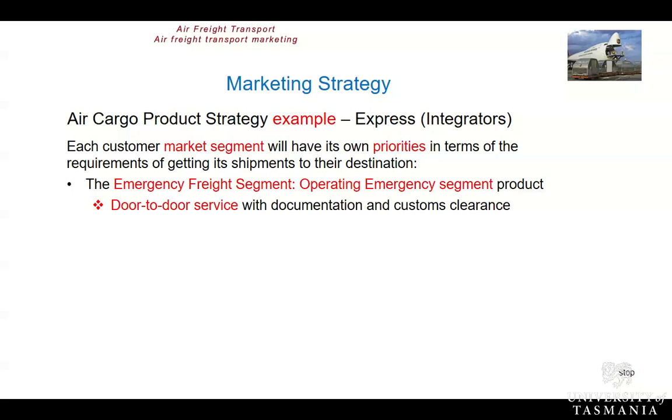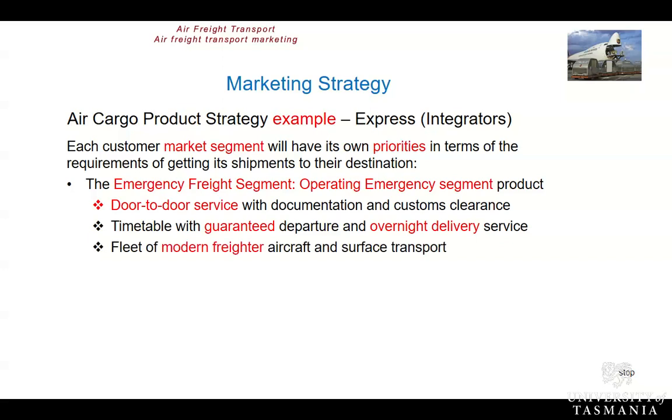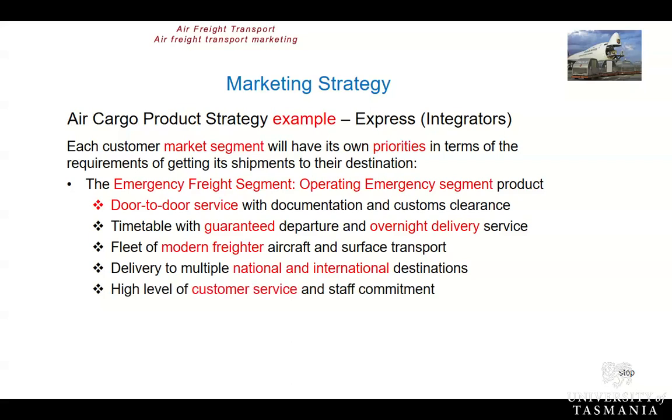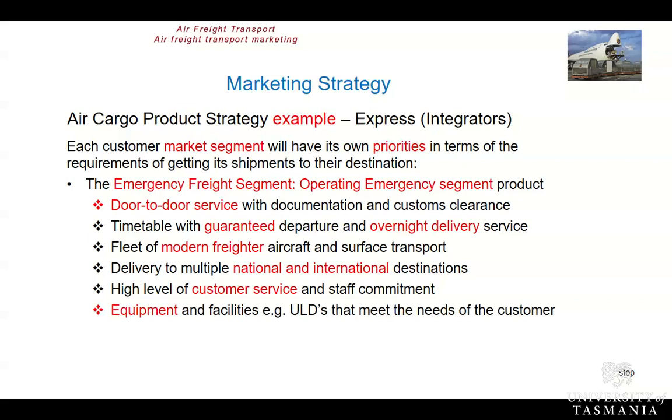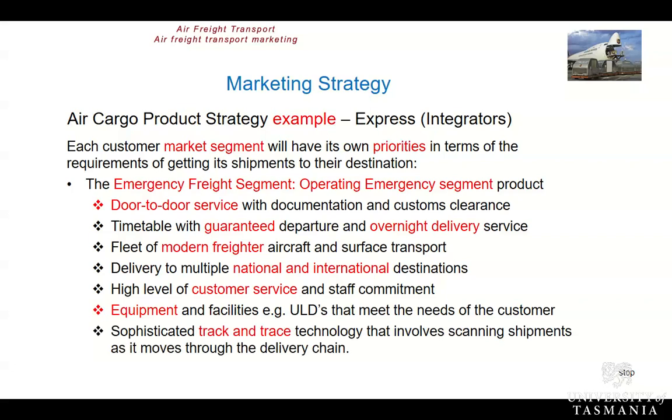So they're going to provide a door-to-door service with all the documentation and customs clearance included. They're going to provide a timetable of guaranteed departure and overnight delivery. They're going to have a fleet of modern freighters and surface transport. And they're going to deliver to multiple destinations, both national and international. High level of customer service and staff commitment. The appropriate equipment to meet the needs of the customer. And as I said before, a high level of sophistication when it comes to tracking and tracing those goods as they move through the supply chain.